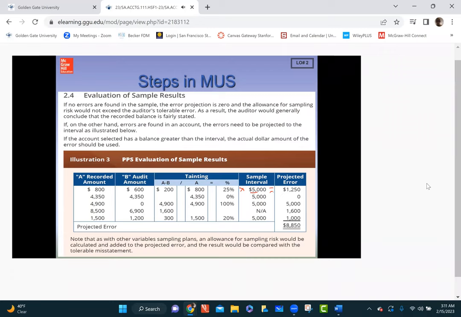Remember, in that earlier variable sampling example we looked at, we projected what? That error in the sample to the whole account balance all at once. Now we're doing it by sampling interval. So we're going to get better precision on the sample by doing it this way, okay? We send out the next one, and the guy comes back and says, yep, that's what I owe. Well, if there's no error, there's no tainting, so there's no projected error.